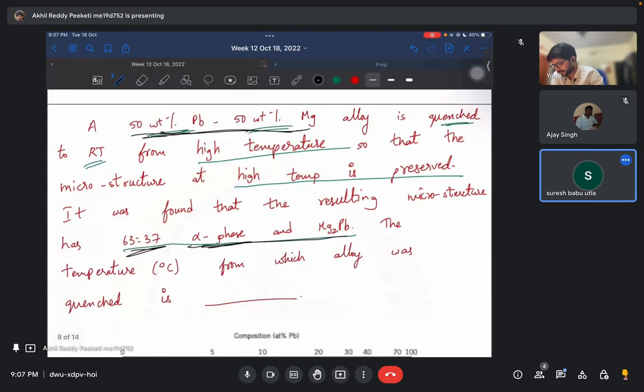Yeah, it's given in the question. Yeah. So we usually give the temperature and then we have to calculate what is the fraction of alpha. But here the fraction of alpha is given, and we are supposed to estimate the temperature.